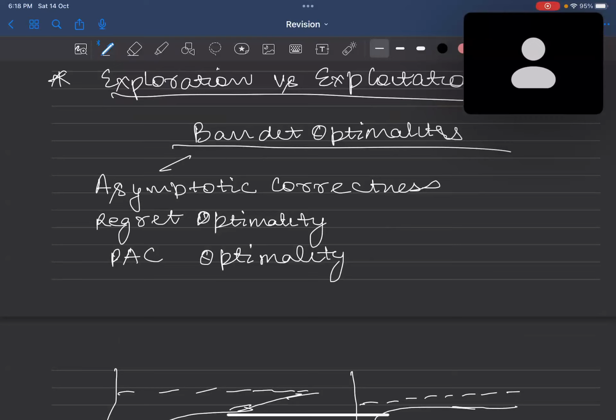Madam, I'll try to explain my understanding. Asymptotic means you keep on exploring randomly all the machines, and at some point, at infinity, when you keep exploring, you will ultimately converge to the optimum, but at a great cost of exploring too many samples. Correct. Okay. What about PAC optimality?